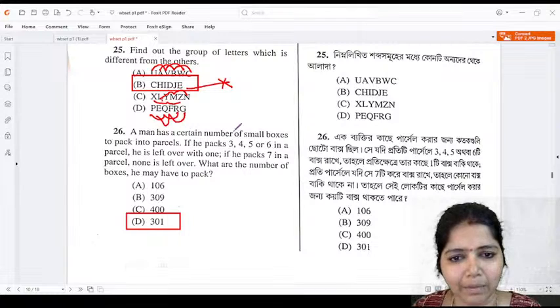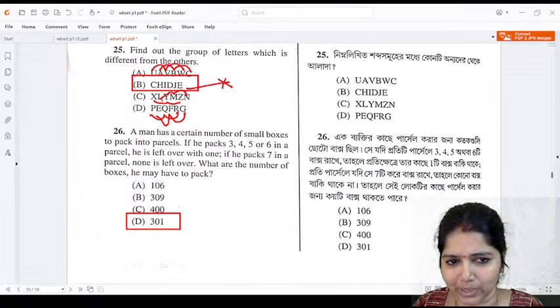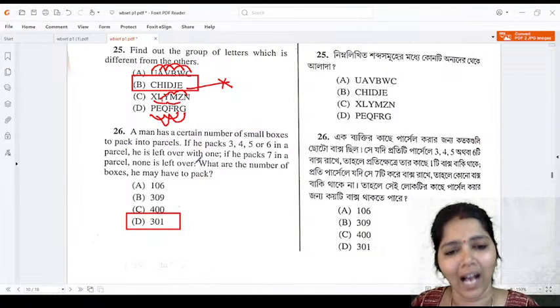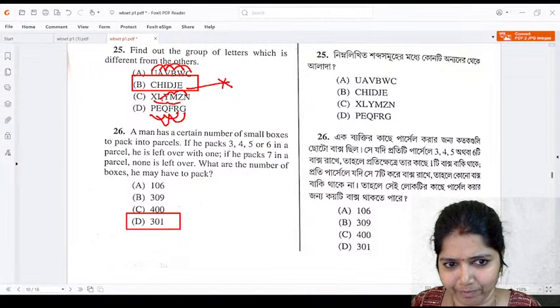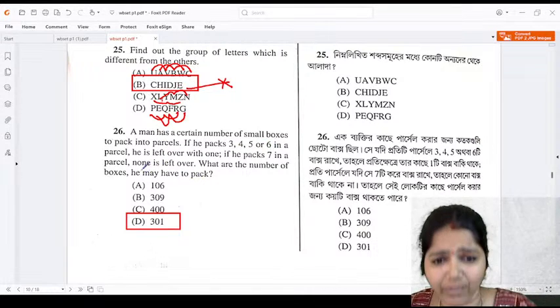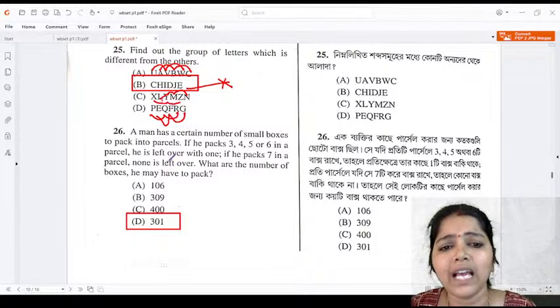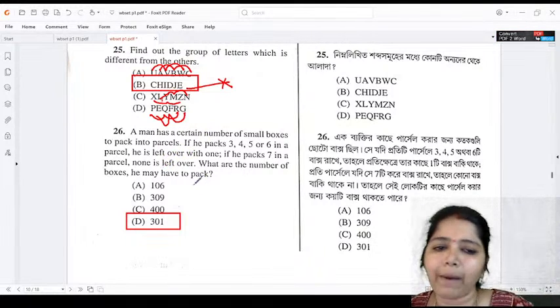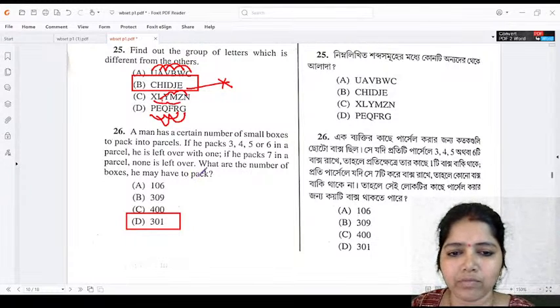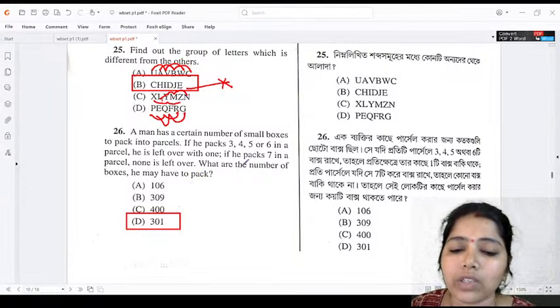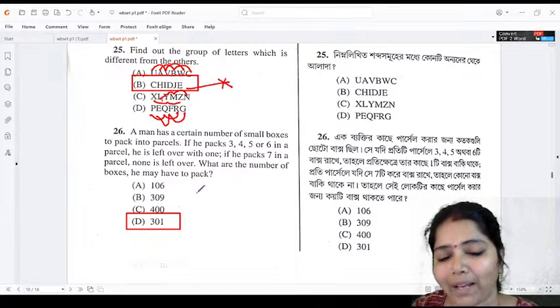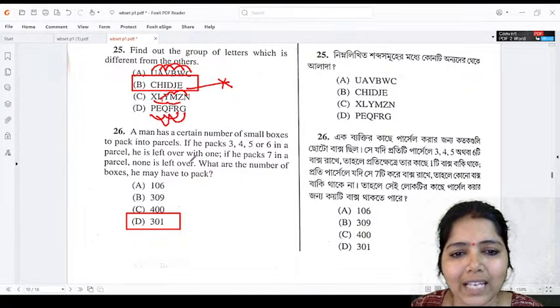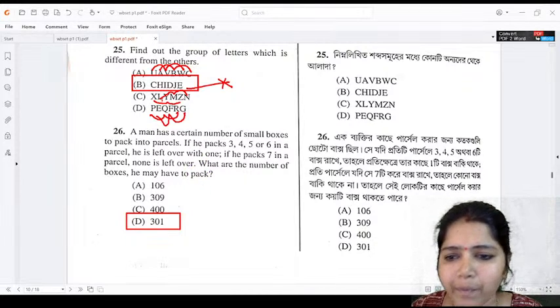A man has a certain number of small boxes packed into parcels, and if he packs either 3 or 4 or 5 or 6 in a parcel, he is left with 1. If he packs 7 in a parcel, then nothing will be left. Then we have to find out how many boxes he may have to pack. This is very easy and simple to identify.